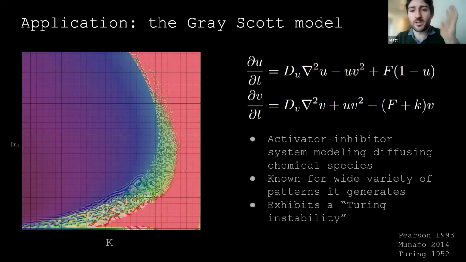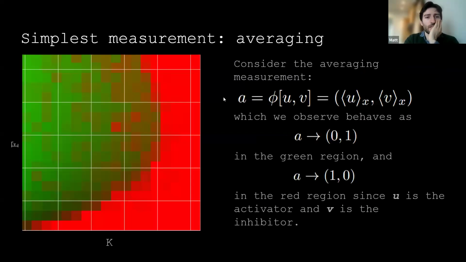So what's the simplest possible measurement we can work with? Well, it's basic averaging. So now what we're going to do is we're going to consider a simple averaging measurement. And what that does is it takes in both species, which you can think of as distributions over space. So these are functions, infinite dimensional things, and the operator is going to report a two-dimensional signal.